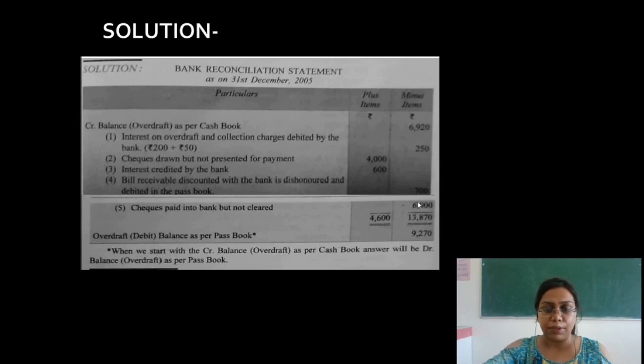So again, we will add all the 3 or 4 items of this column and write the total here, double line it. We started from credit balance as per cash book. We will end towards debit balance as per passbook. Opposite of credit, debit. Opposite of cash book, passbook. So we will end towards debit balance as per passbook and we'll write the difference between 13,870 and 4,600 here.